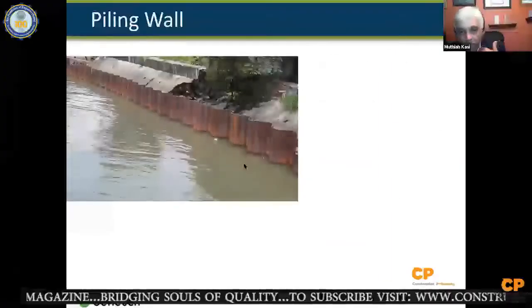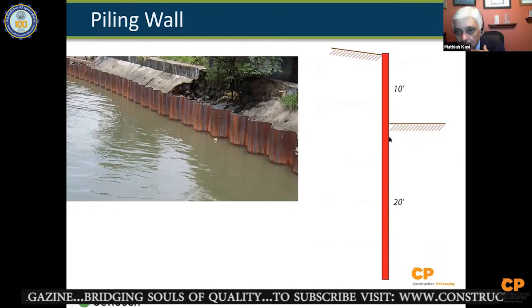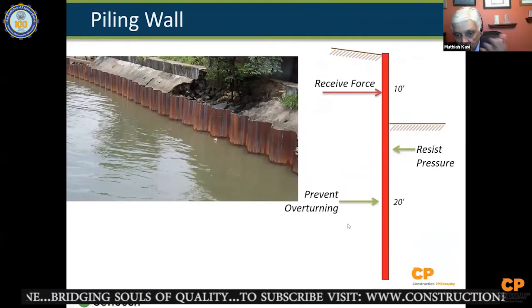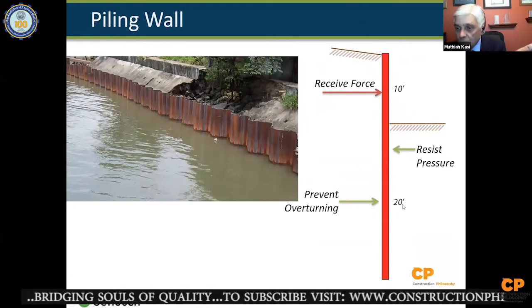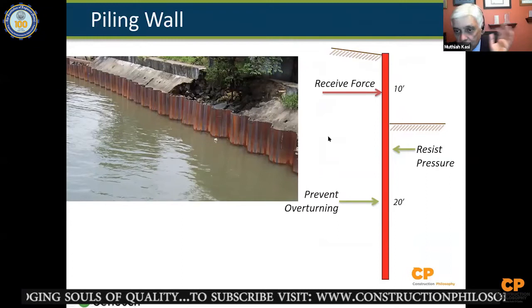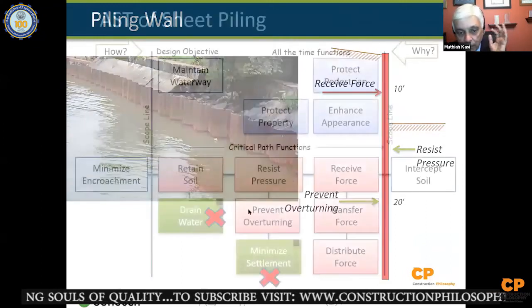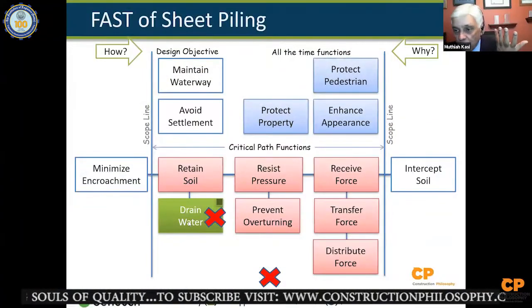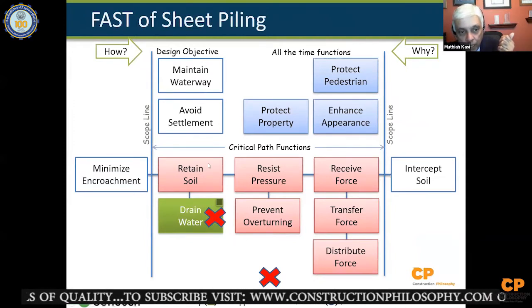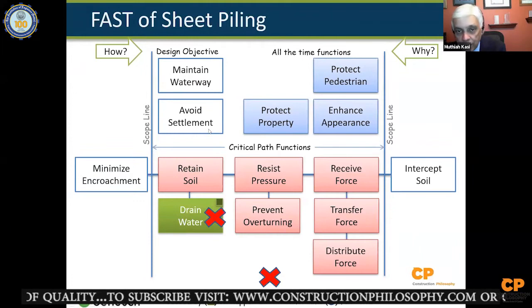So if I can have a steel sheeting, the sheeting receives the force, resists the force, prevents the overturning, there's no settlement, but it may not look nice. Enhance appearance is a function missing. So now you don't have drain water because you have openings, and we avoid the settlement by doing this.